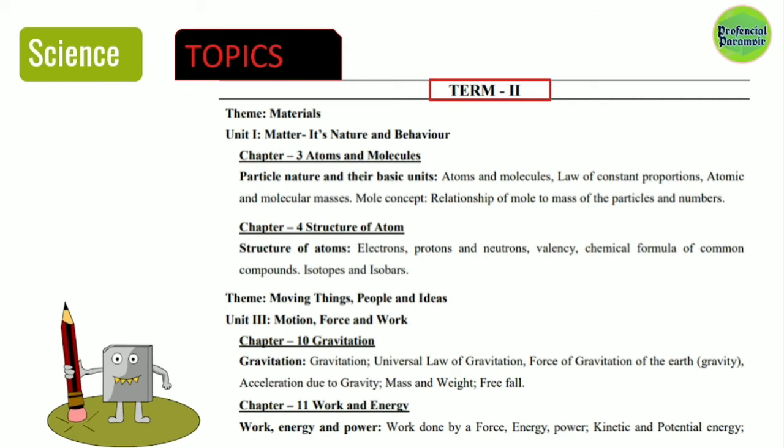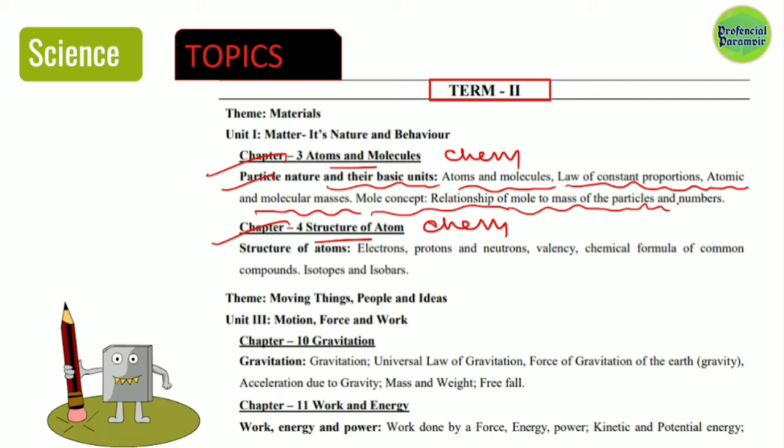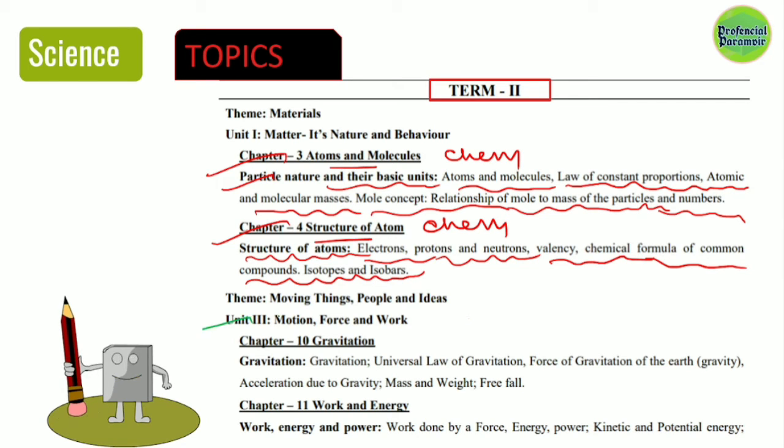So we have 5 chapters from science in term 1. In term 2, we have chapters 3 and 4 from chemistry: Atoms and Molecules, Structure of Atom. From Atoms and Molecules, the topics are particle nature and their basic units, laws of constant proportions, atomic and molecular masses, mole concept, relationship of mole to mass of particles and numbers. From chapter 4, Structure of Atom, we have electrons, protons and neutrons, valency, chemical formula of common compounds, isotopes and isobars.